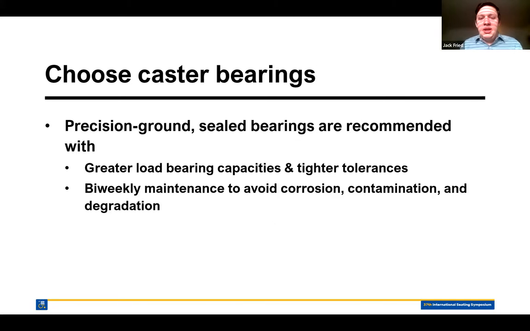And then when you look at the bearings, we suggest precision ground sealed bearings to be used for the wheelchairs that you use with users. They have greater load bearing capacities and tighter tolerances. And we also recommend biweekly maintenance to avoid corrosion, contamination, and degradation, which Dr. Mhatre will be talking about in a little bit.